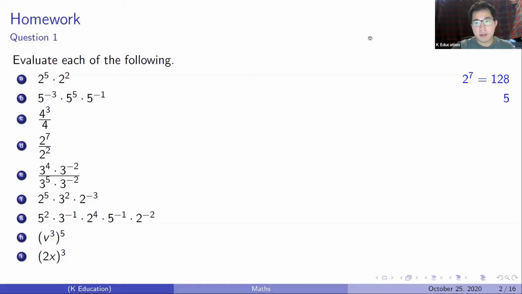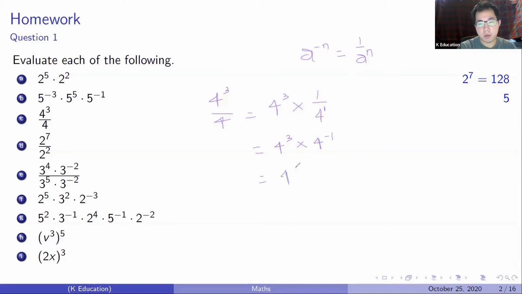4 cubed over 4, hopefully. So I guess there's two ways to do it. You can write out the entire thing if you want, in which case the top becomes 4 times 4 times 4 divided by 4, and you cancel, divide by 4, so you have 4 squared, 16. Or you can convert the bottom into a power. So 4 cubed over 4 is the same as 4 cubed times a quarter. And remember how our negative powers are defined. It's 1 over a to the n. So this is 1 over 4 to the 1, the same as 4 cubed times 4 to the minus 1. So this is 3 minus 1, so it's 4 squared again.